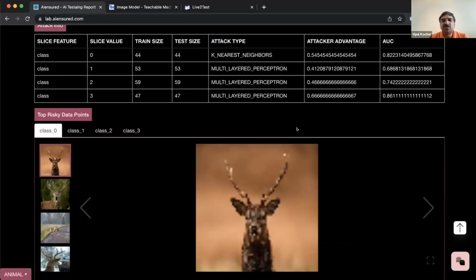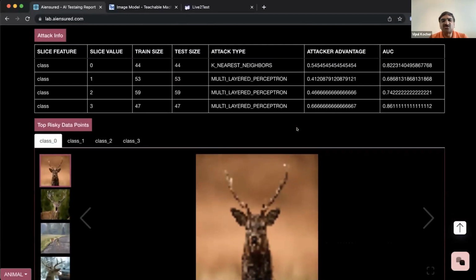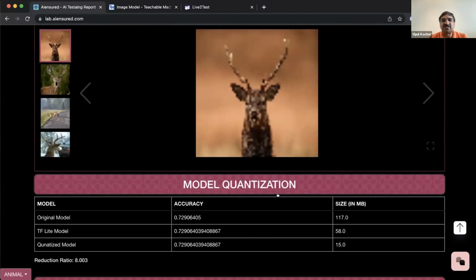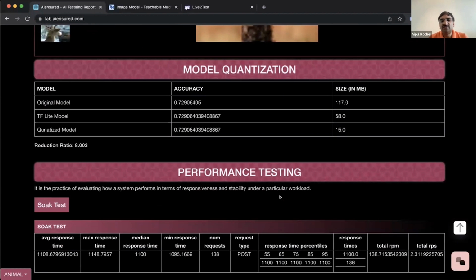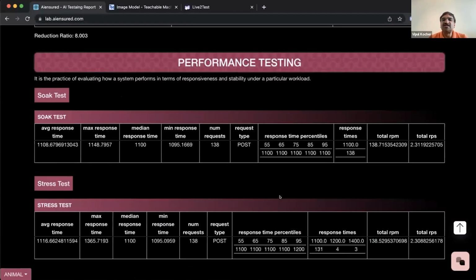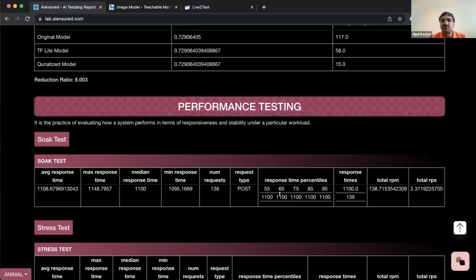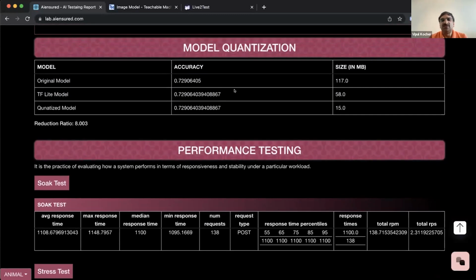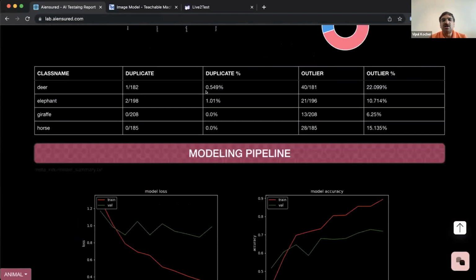Okay. Then you have model privacy attacks. So these images have been regenerated after doing a privacy attack from the model. And then there are non-functional tests on the model that need to be performed, like performance and size and so on. So all of these are different tests that, for example, our product can do.